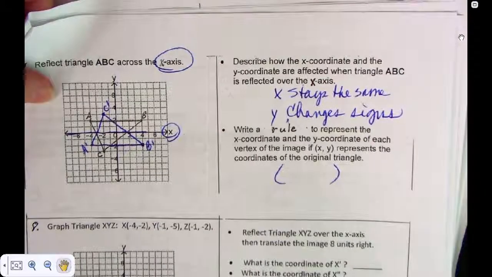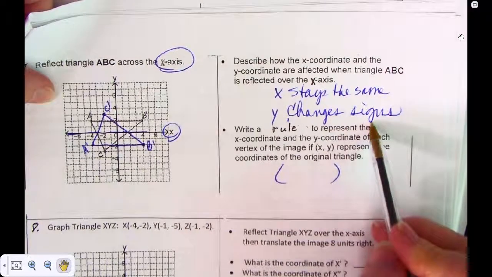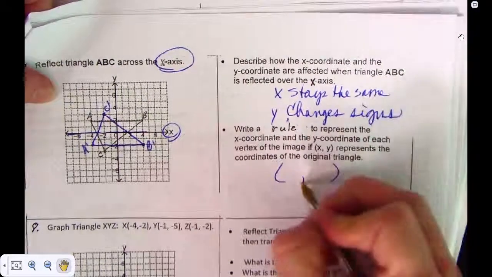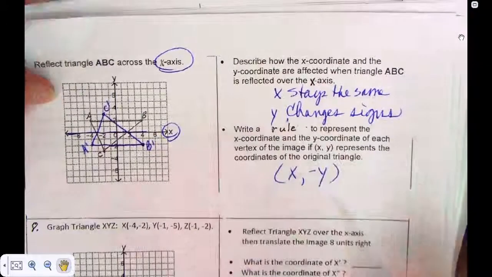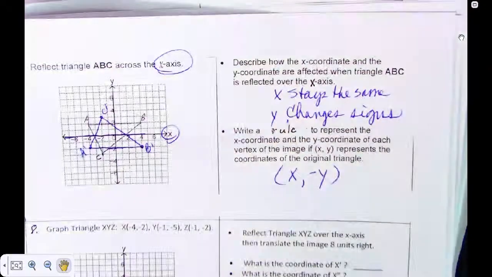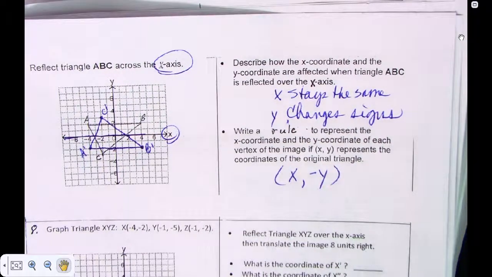Okay, so X stays the same. Y changes signs, or Y is the opposite sign, however you want to say it. So how am I going to write the rule? Positive X? Okay, that doesn't mean that on every point, X is going to be positive and Y is going to be negative. Let's don't say that. It's just X, opposite of Y. X stays the same, so put X.